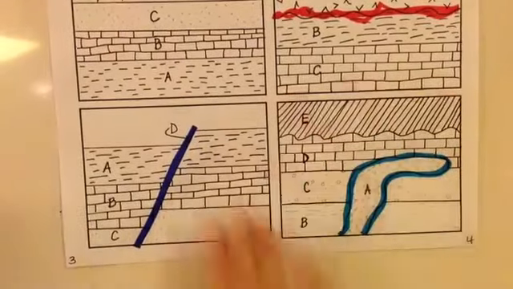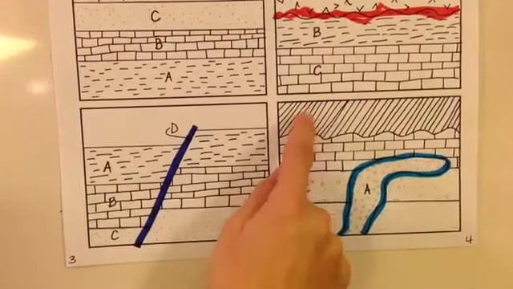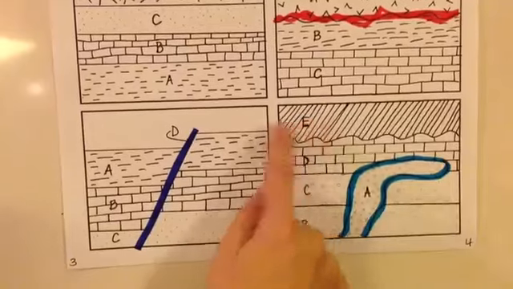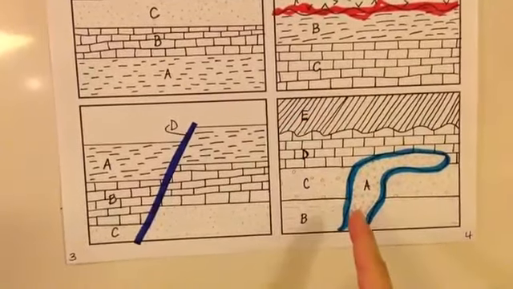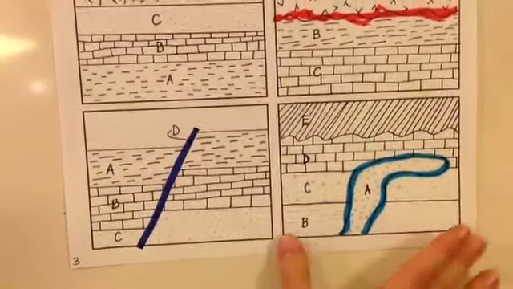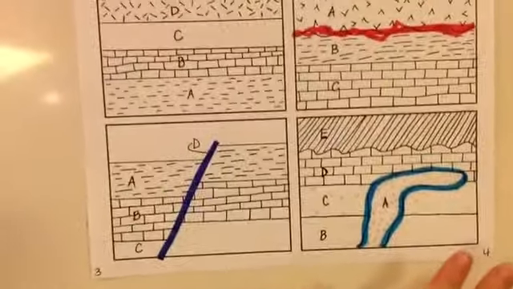Just based on this diagram, we are going to have to assume that E is now the youngest because E formed after this did. Because when we look at these diagrams, there's no other evidence to suggest otherwise.